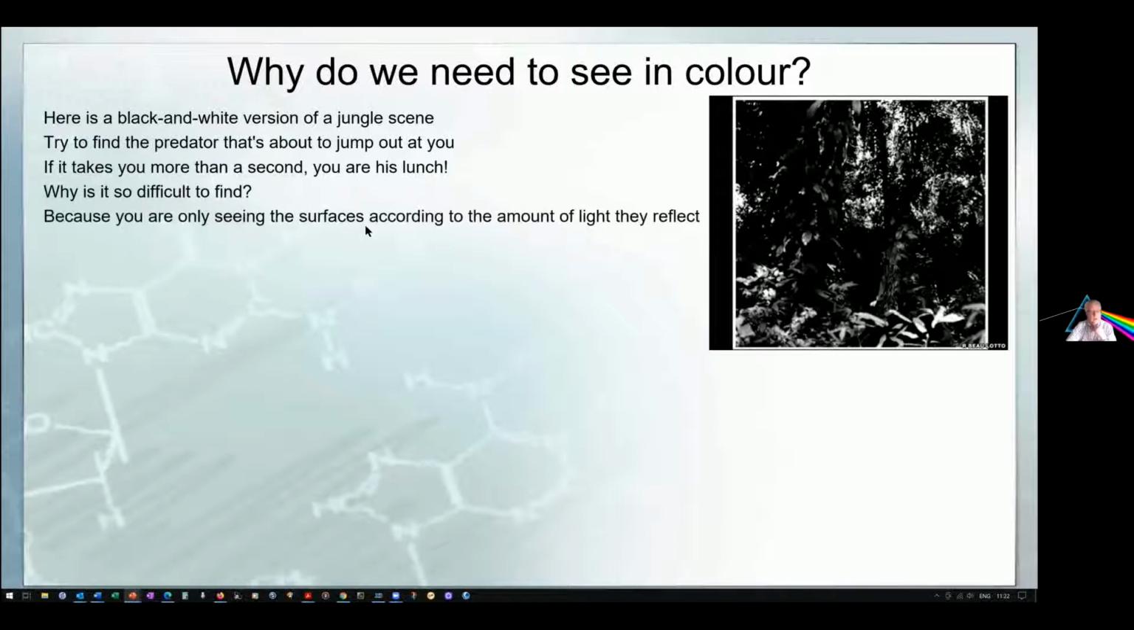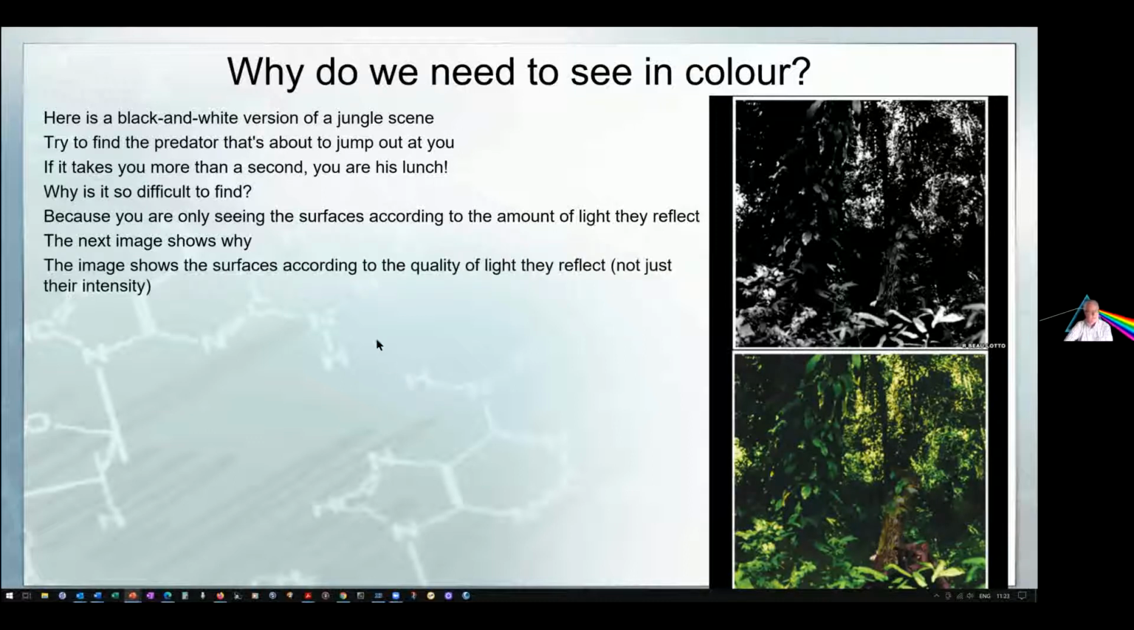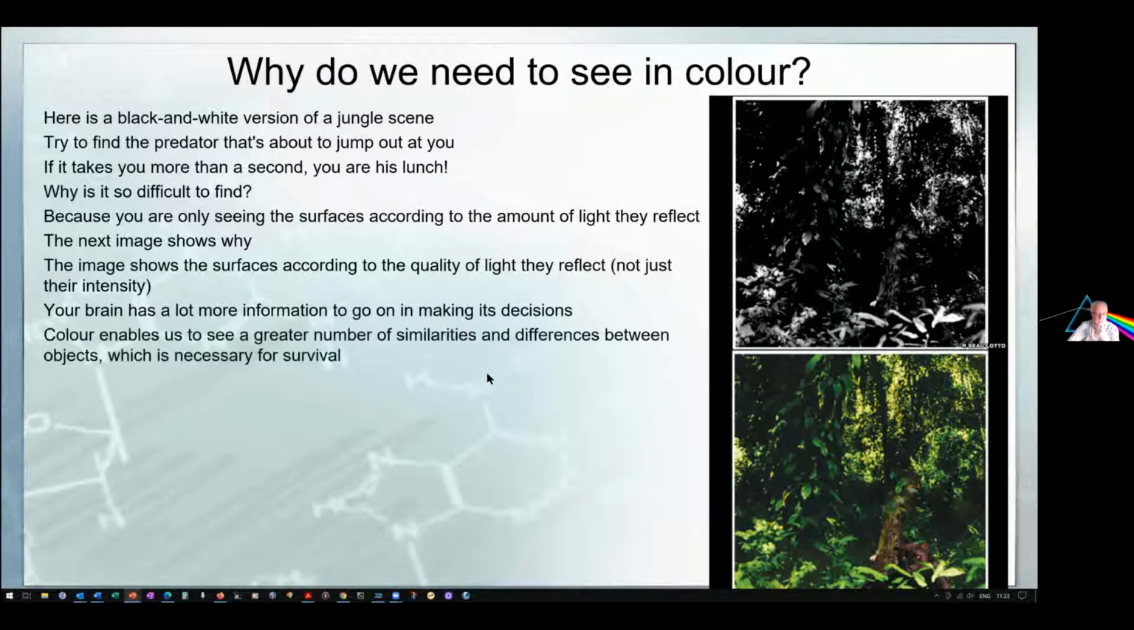Well, because all you're seeing is light, the amount of light that's reflected from surfaces, you can't pick out detail. And there he is, the panther waiting to have you for lunch. And as soon as you put the color in, you can see all the detail. You can see the trunk, the tree, you can see the panther, and so on. The image shows the surfaces according to the quality of light they reflect, not just the intensity of light. And your brain has got much more information to go on for making decisions. And so we can see a greater number of similarities and differences between different objects, and absolutely vital for survival.